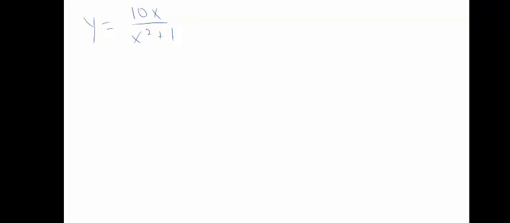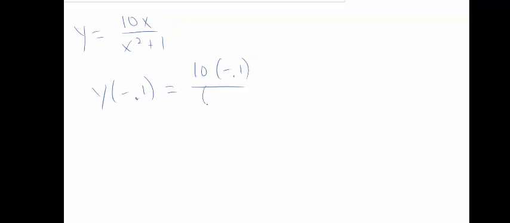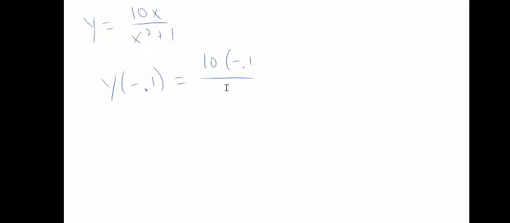In part G of this problem, we have to first of all calculate y of negative 0.1 and y of positive 0.1. So we literally just plug in negative 0.1 for the x's. 10 times negative 0.1 is our numerator, in quantity, negative 0.1 squared plus 1 will be our denominator.